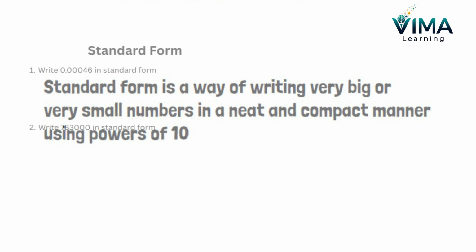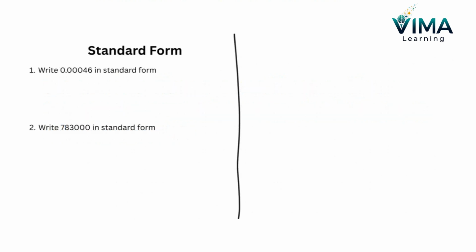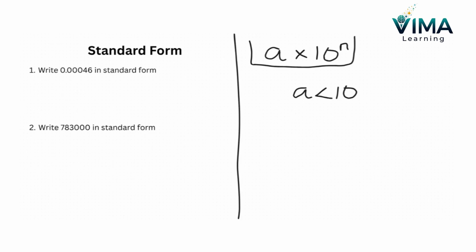Now, one thing to know about standard form is that it appears in the form of a times 10 to the power of n. So to write a number in standard form, it always has to appear like this. Now, a is a number that's always going to be less than 10 or greater than or equal to 1. So it's between 1 and 10. It can be 1, 2, 3, 4, 5, 6, 7, 8, 9, but it cannot be 10.